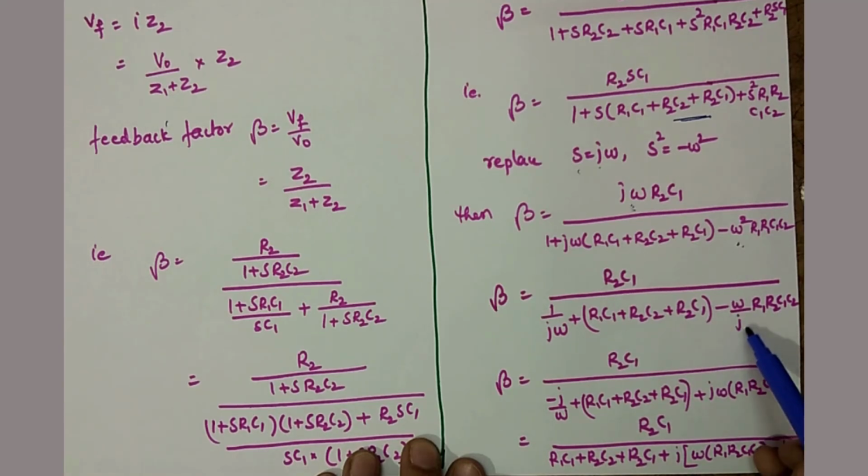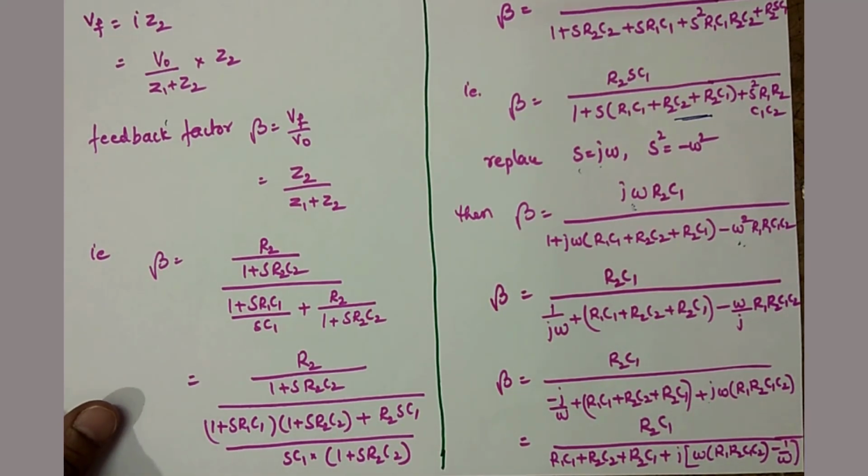And if you see here, as the denominator has j, we must move it to the numerator. So multiply it with j and divide it with j. So the denominator consists of j square again. j square is minus 1. So it becomes plus j omega of R1 R2 C1 C2. Fine. So now you just take the j terms common. Okay, we got it like this. If you take j terms common, you'll get like this.